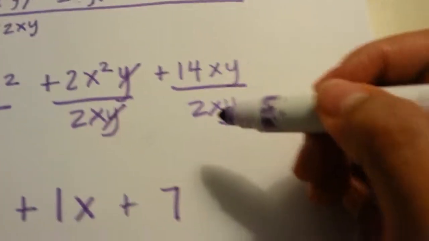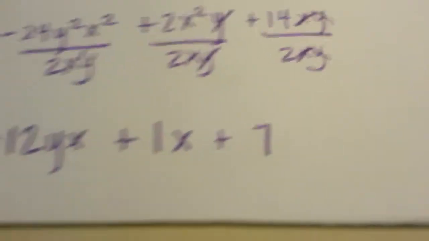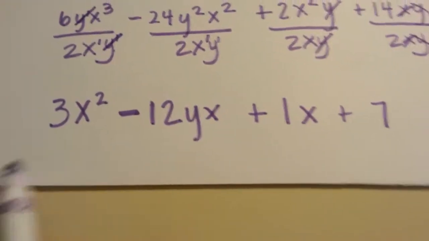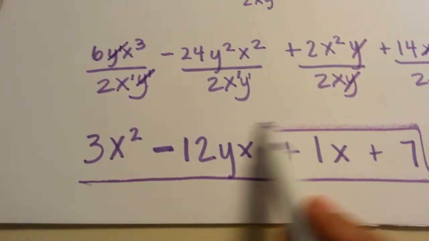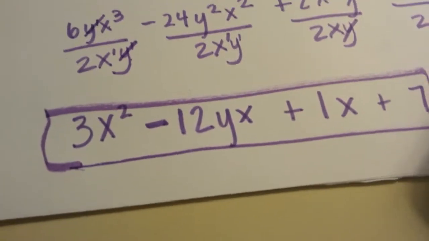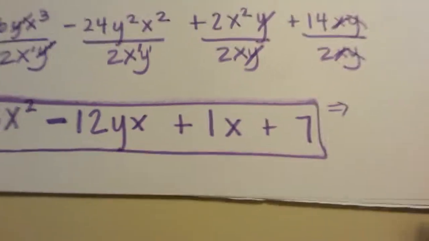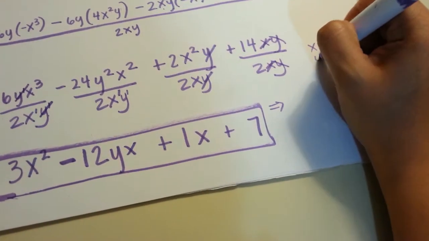14 over 2 is a 7. The x's cancel, and the y's cancel. And then you just check. I don't see any like terms, so this is the answer. And then what you do now is you plug in. Right? So we had said that x equals 2, right? And y equals 5. This is for part B.